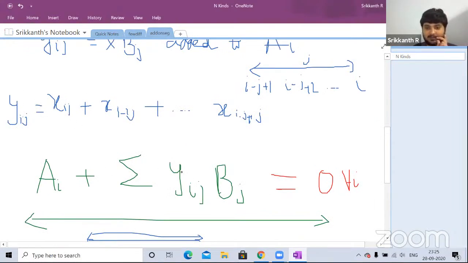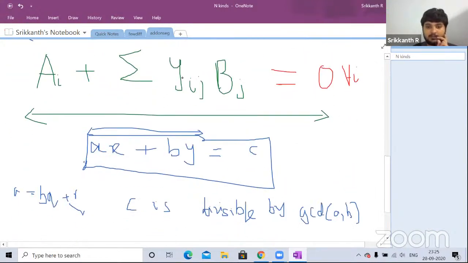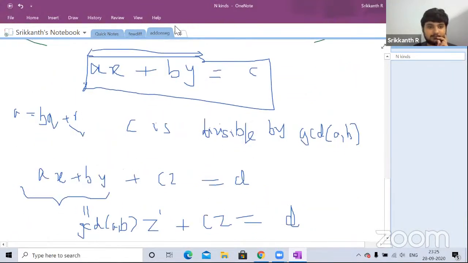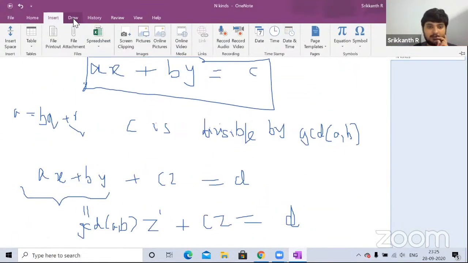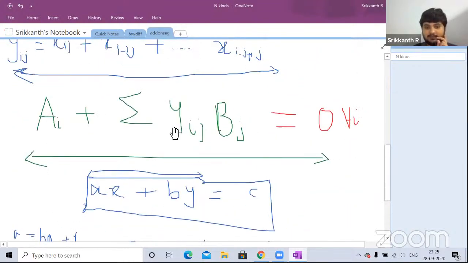Because of this additional equation, this will cause some problems for us later. But for now, it's clear that Ai should be divisible by the GCD of Bj. So that's just one constraint. But unfortunately, that's not sufficient. It's a simple constraint, but it's not sufficient for this problem.